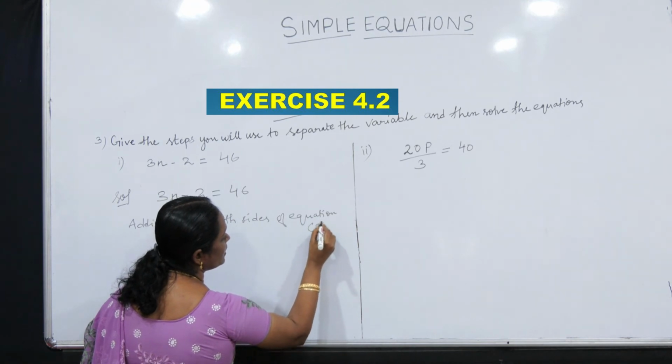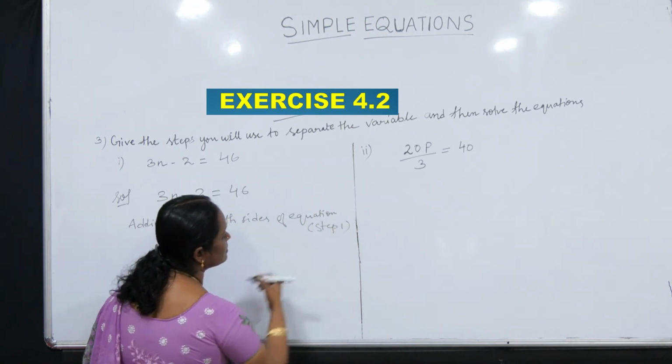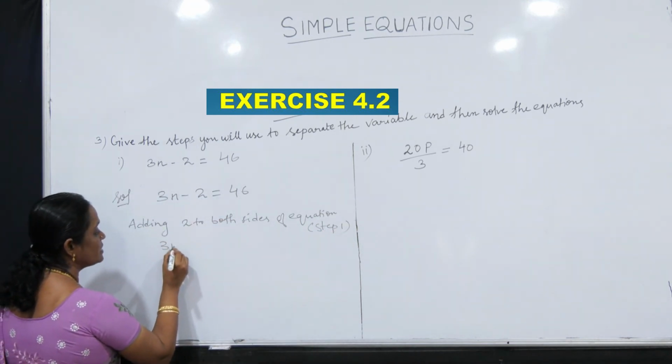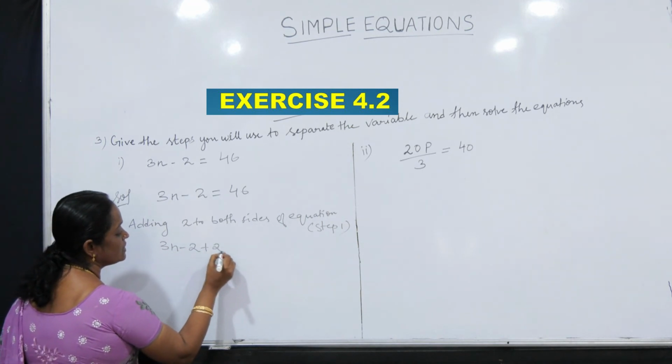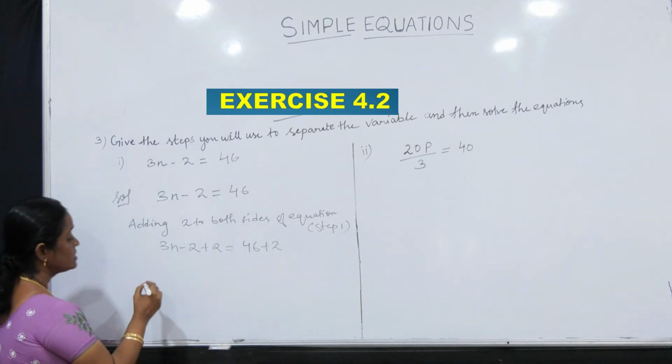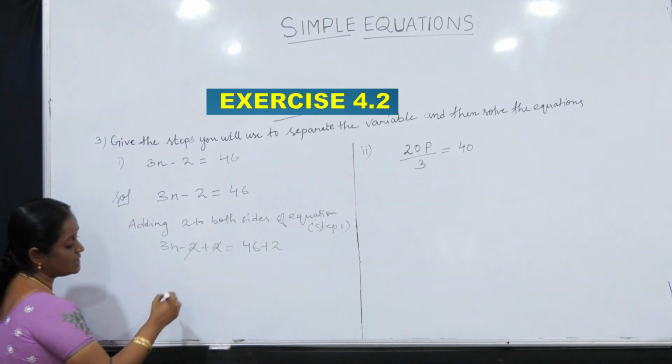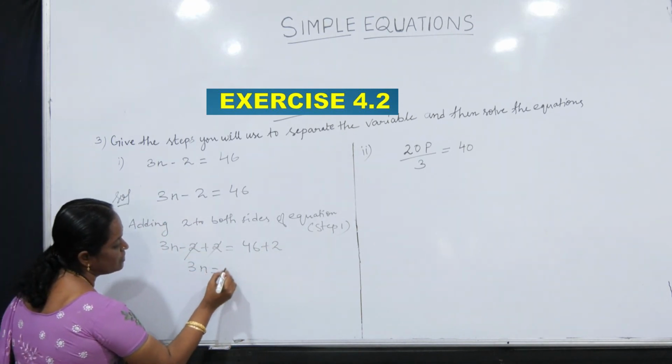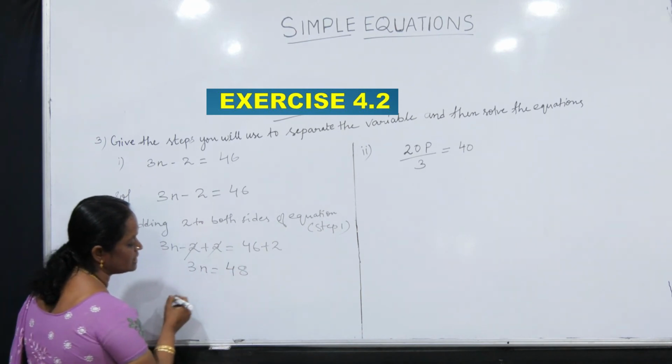This is step 1. Now 3n minus 2 plus 2 is equal to 46 plus 2. Here minus 2 and plus 2 will get cancelled. 3n is equal to 46 plus 2, which is 48.